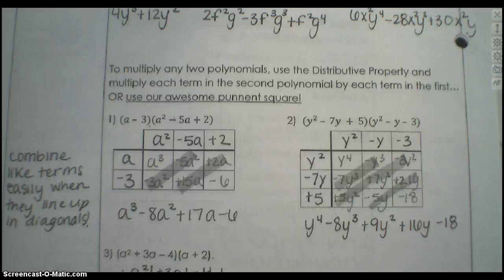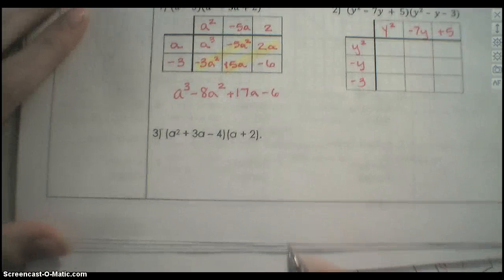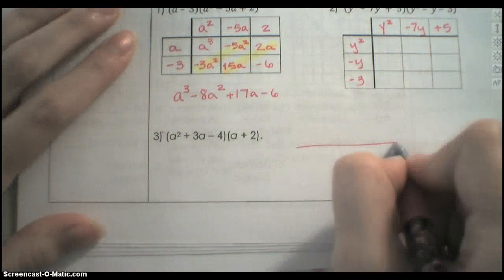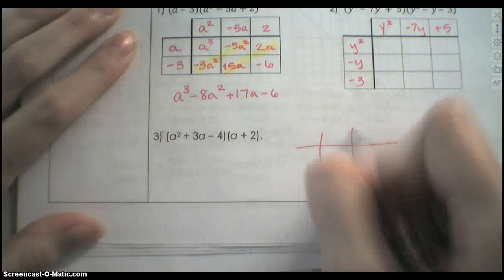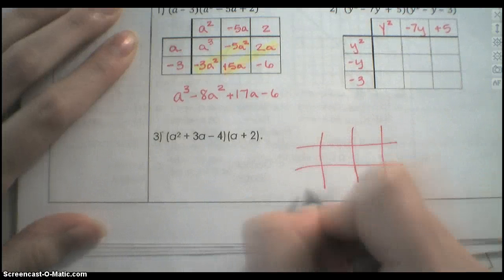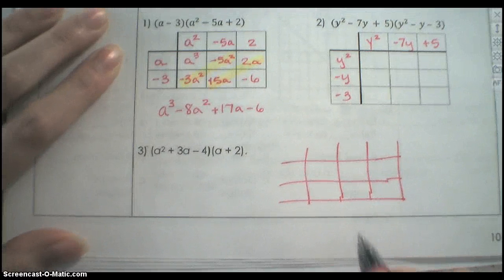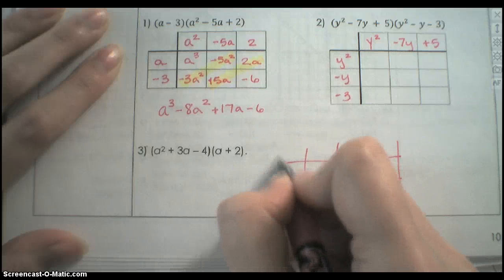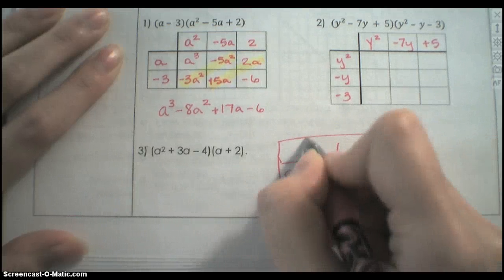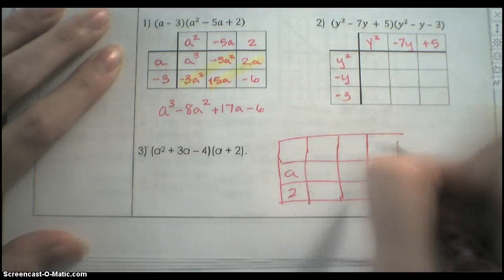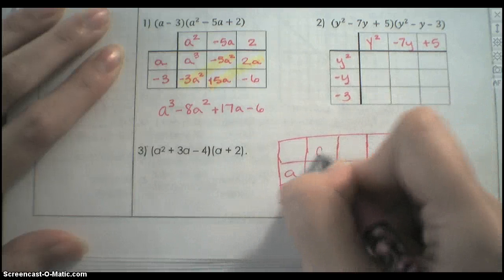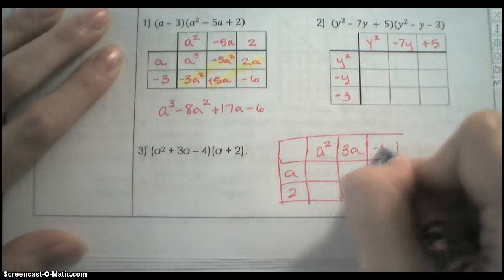All right, so let's take a look at that last one. We want to fill in our chart. So I'm going to switch out my blank one here. All right, so creating your own little chart. There we go. So we have 2 things, a and 2, that we are multiplying by 3 things, which would be an a squared, a 3a, and a negative 4.